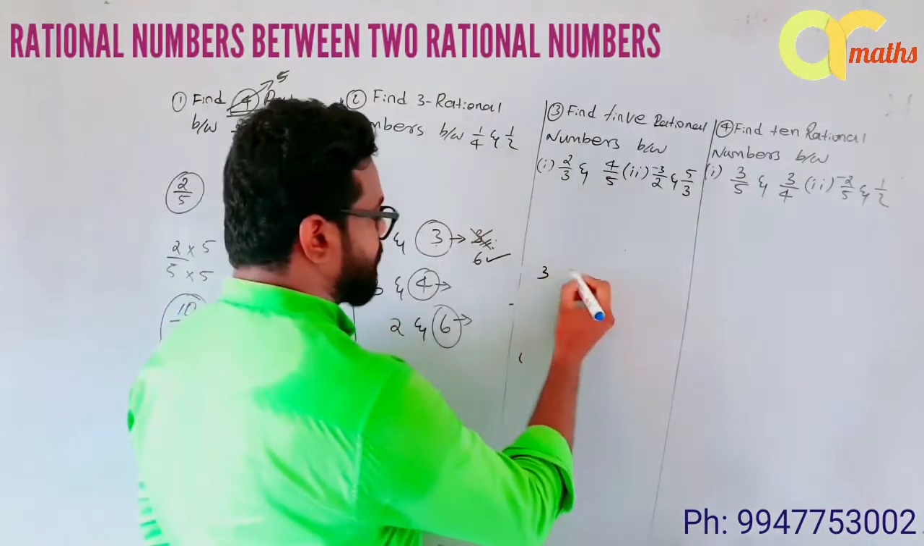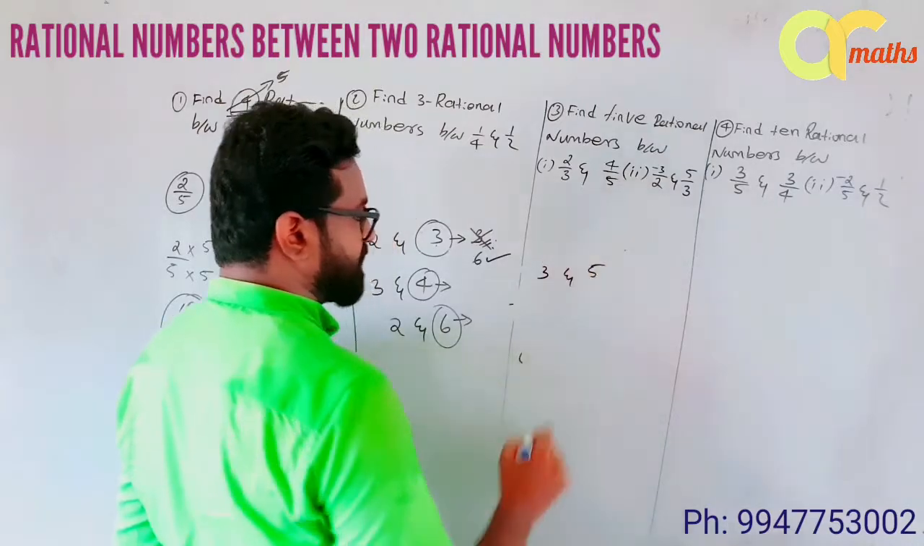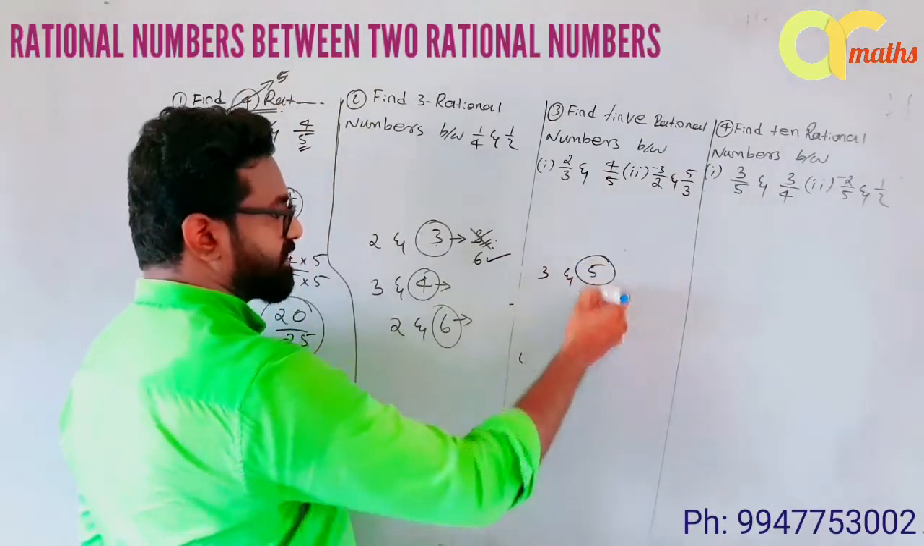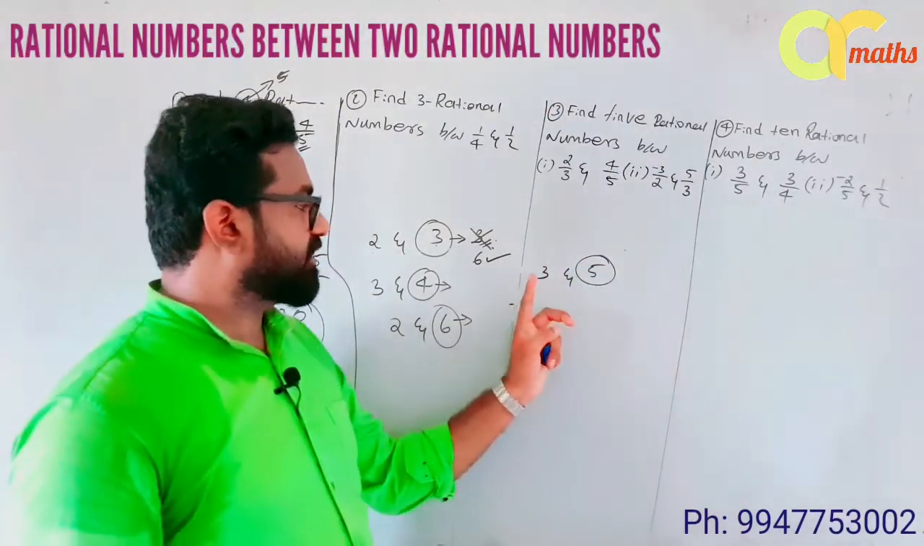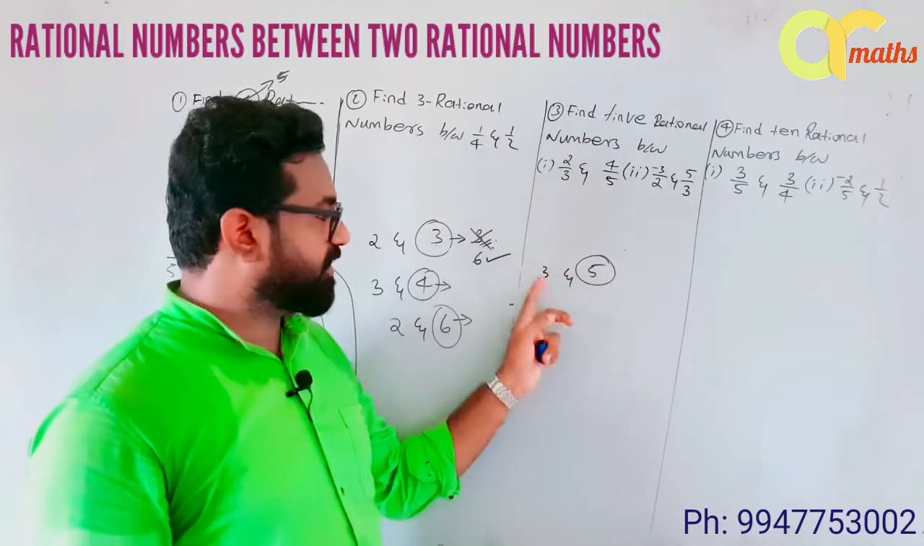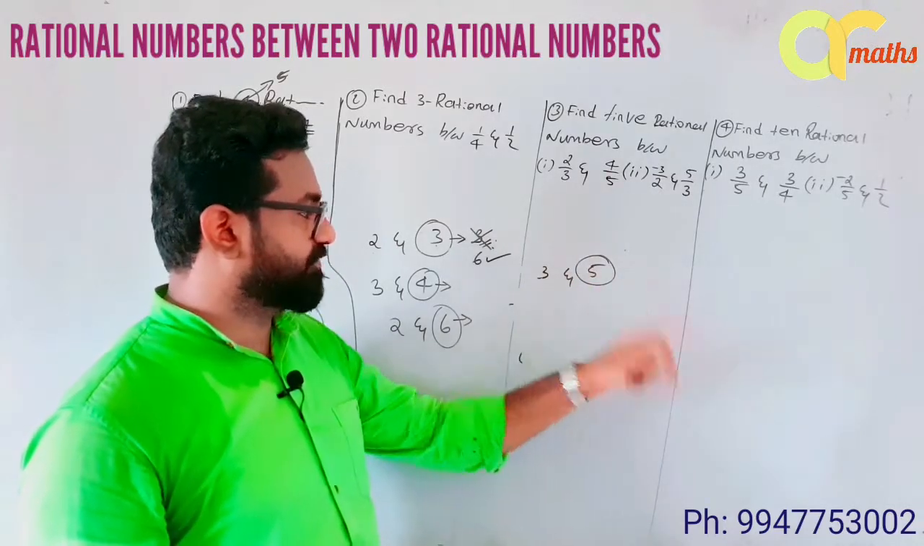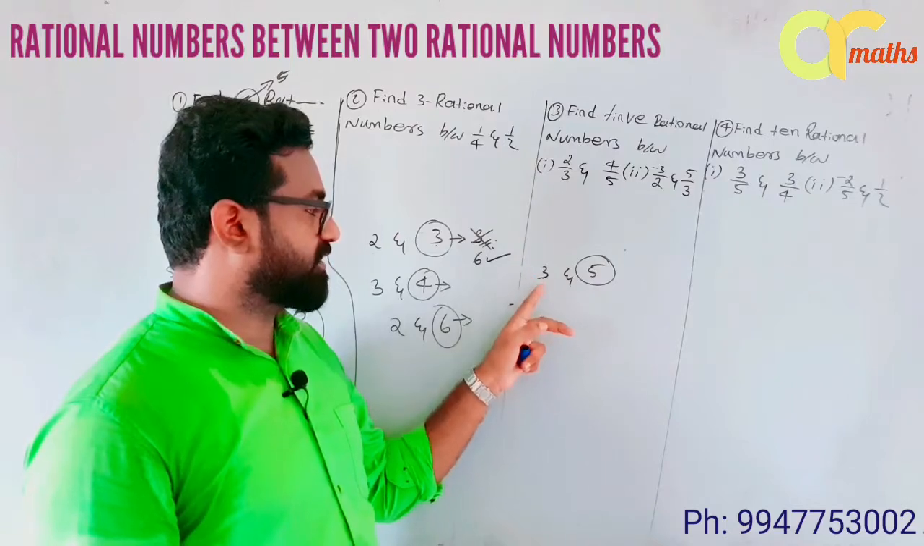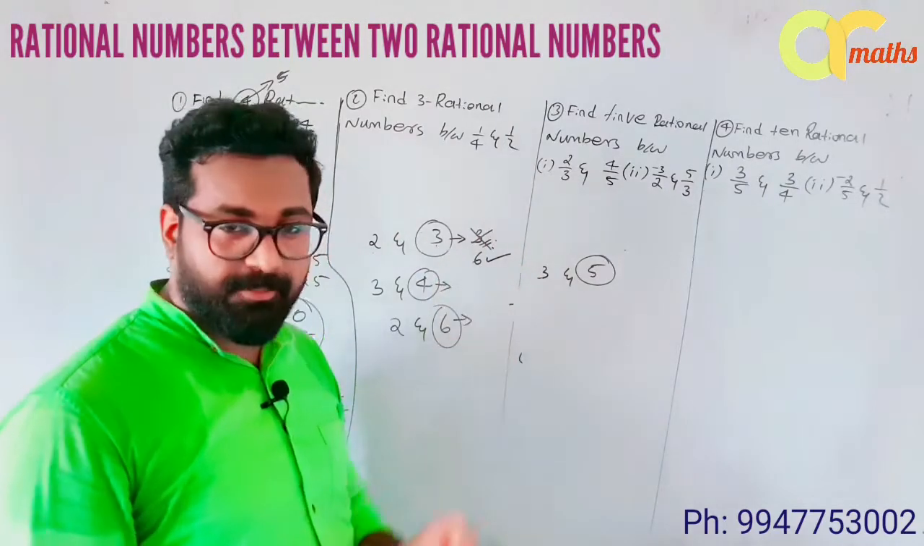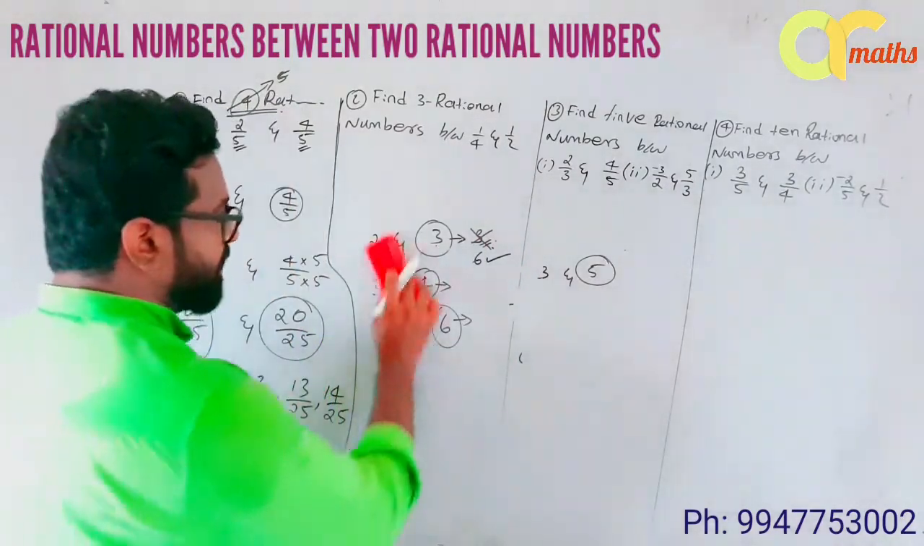Next, 3 and 5. What is the LCM of 3 and 5? Take the larger number here, 5. So in 5, 10, 15. So 15 you can divide by 3. So 15 is the LCM. Ready?